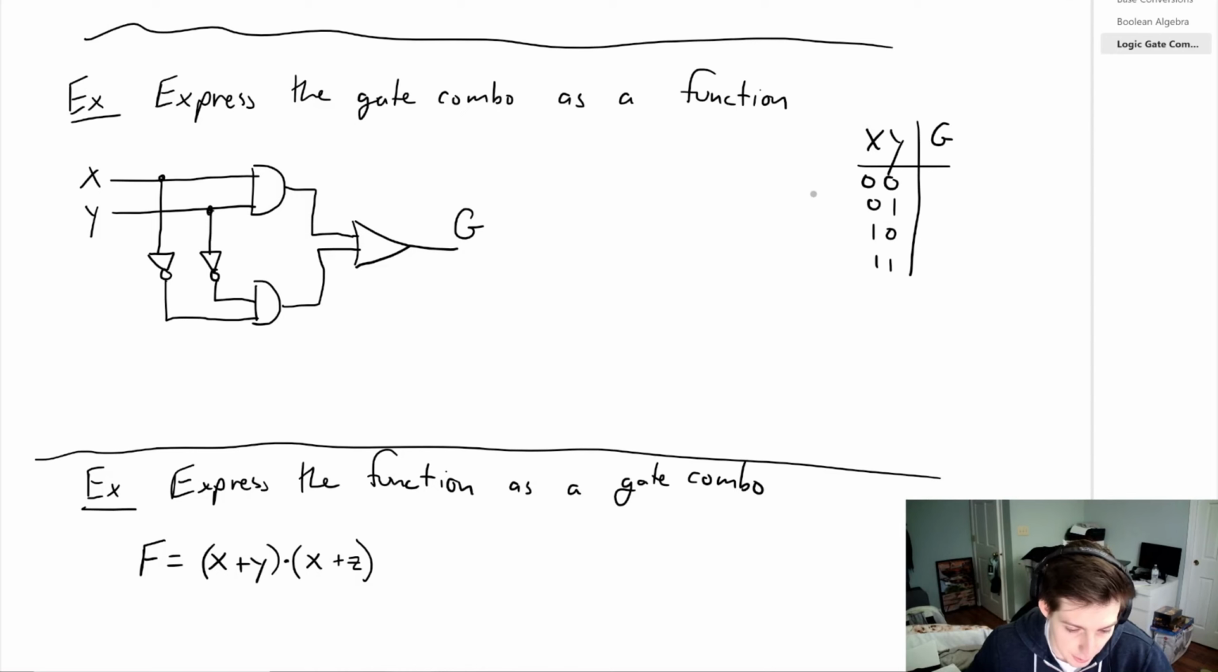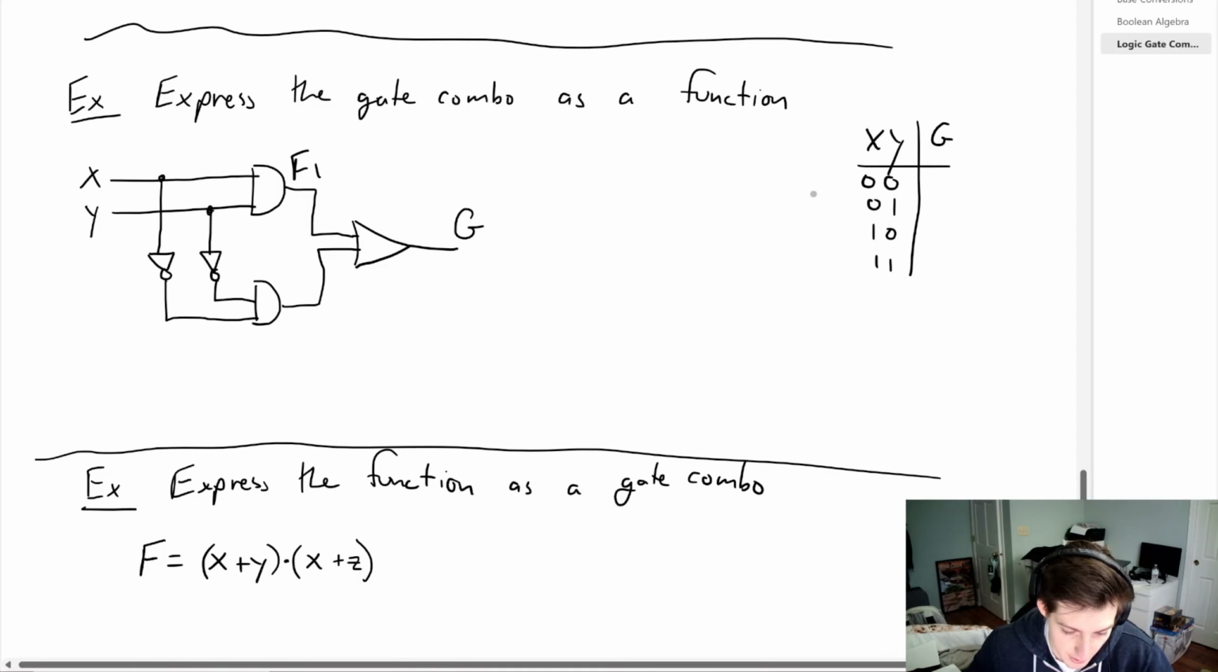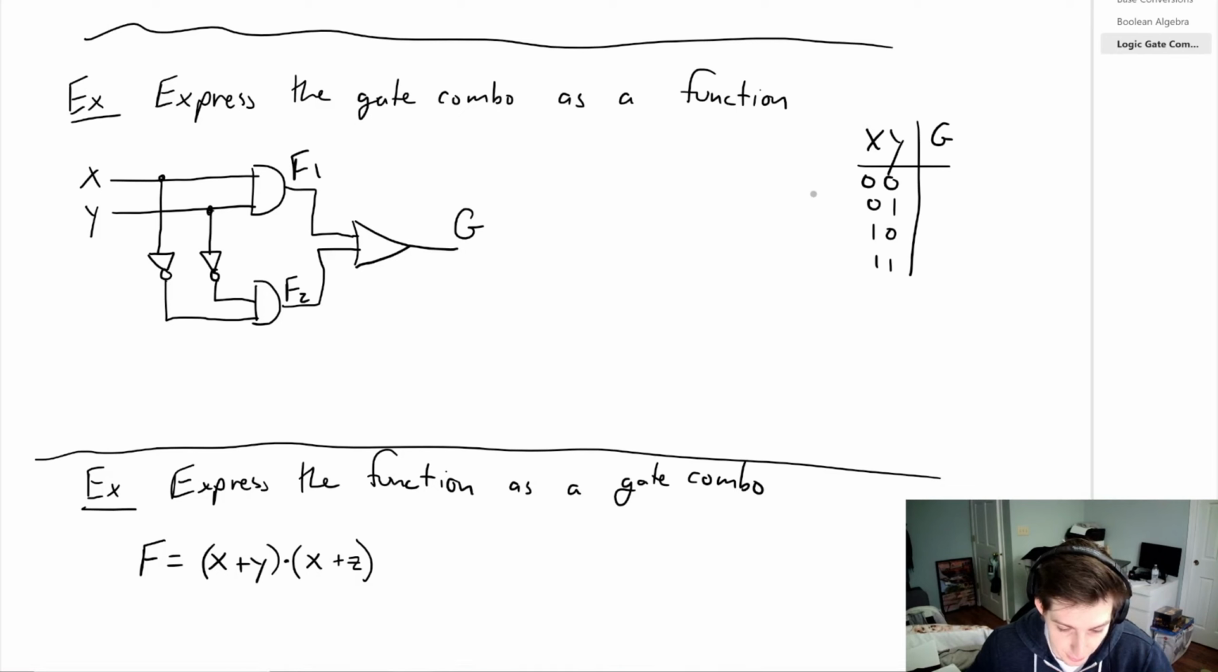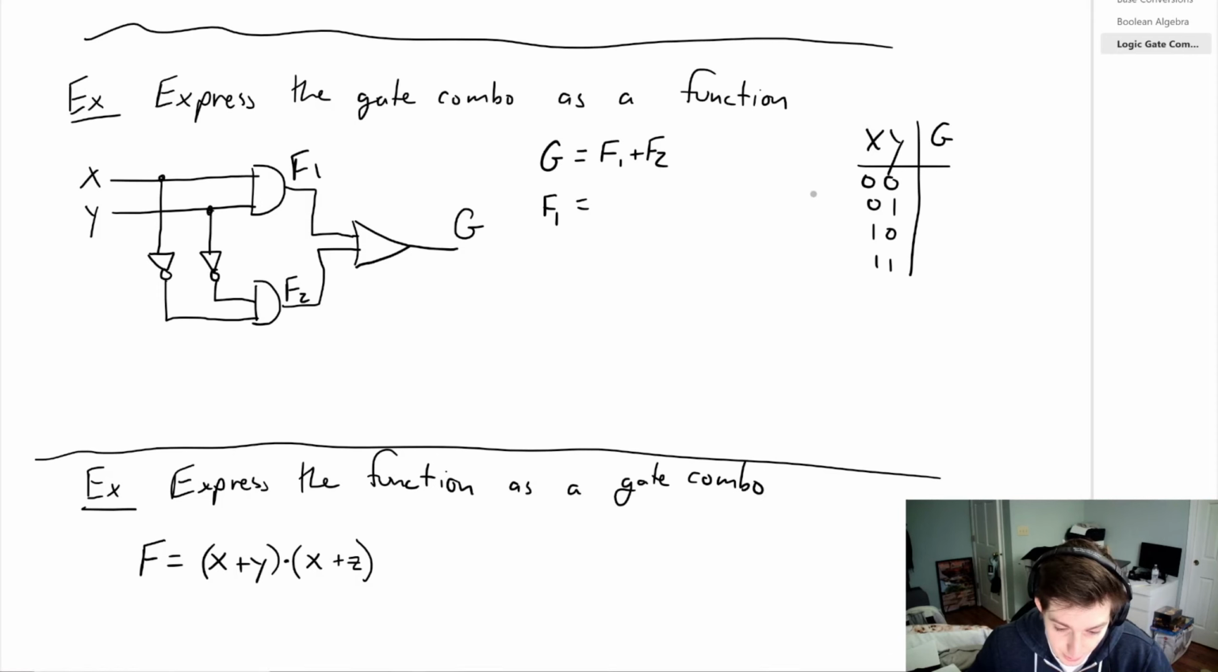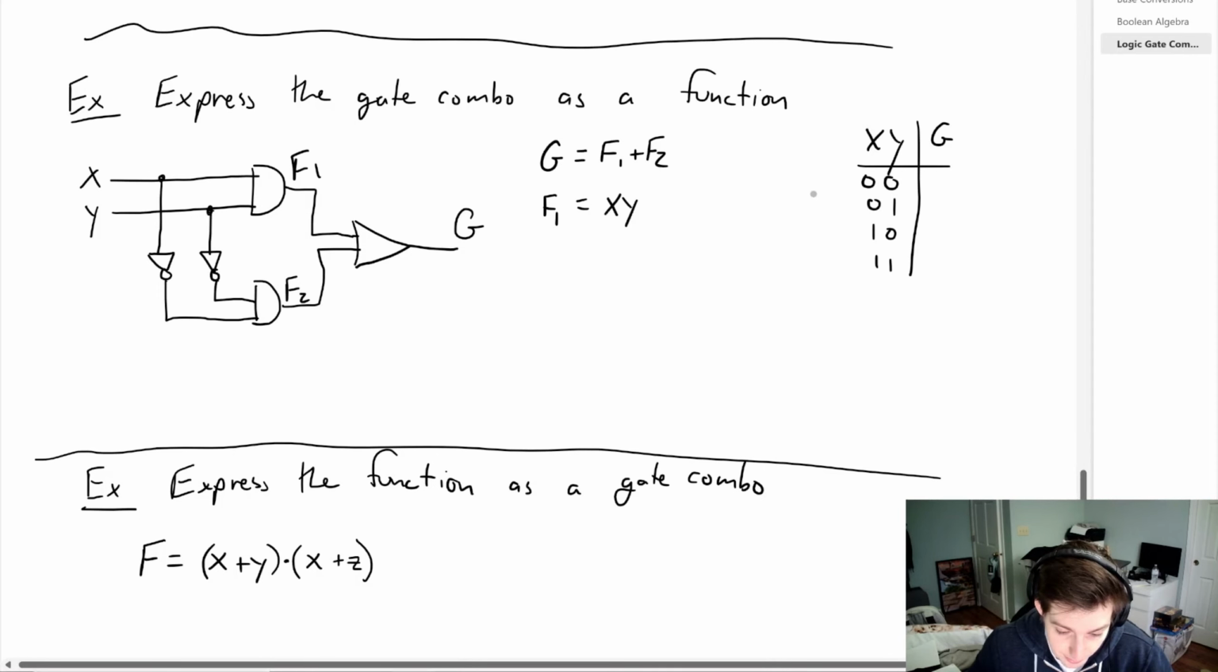So we're going to call the output of this top gate F1 and the output of this second gate F2. So we have an OR gate here, and we have two inputs F1 and F2. So we can say that G is equal to F1 plus F2. But now we can backtrack, and we're going to look at F1. What is that equal to? Well, we have an AND gate with two inputs, X and Y. So F1 is just going to be X times Y.